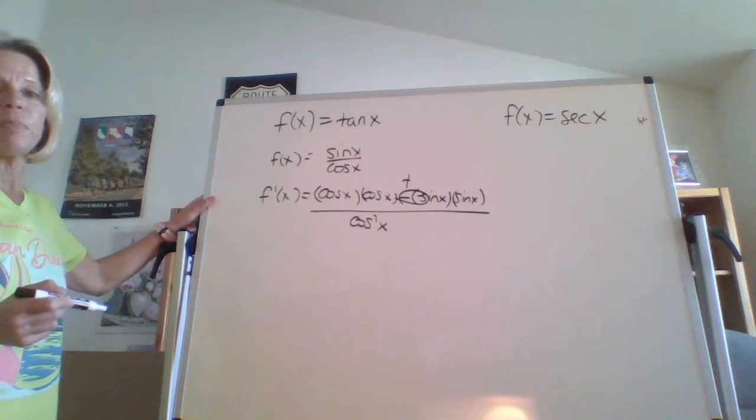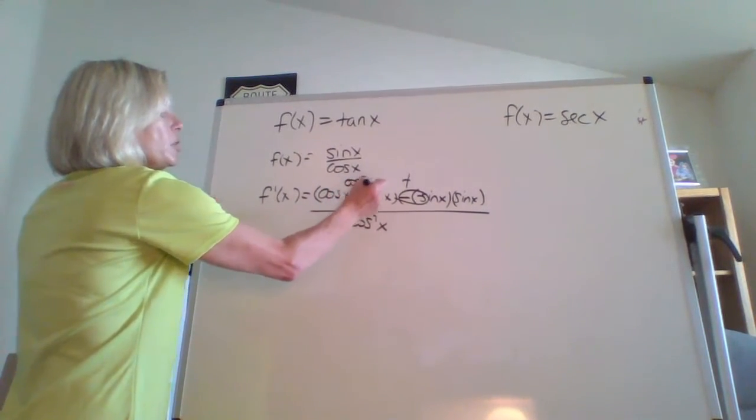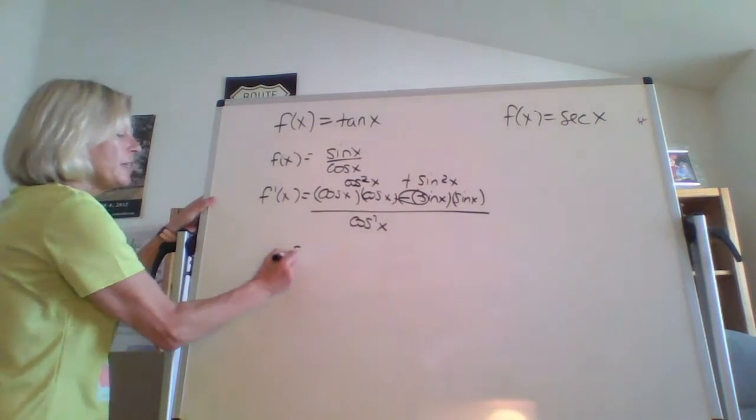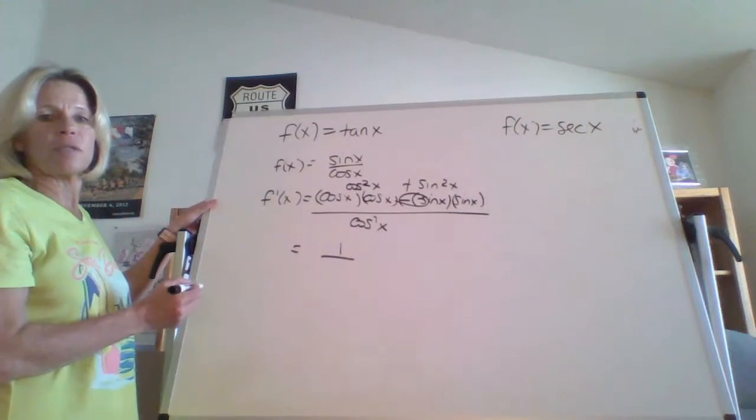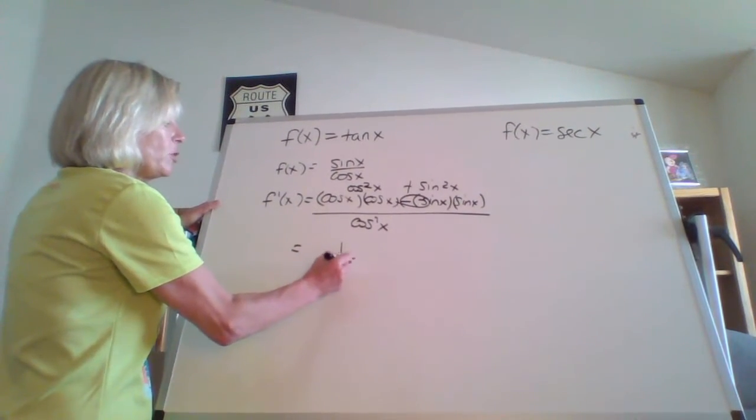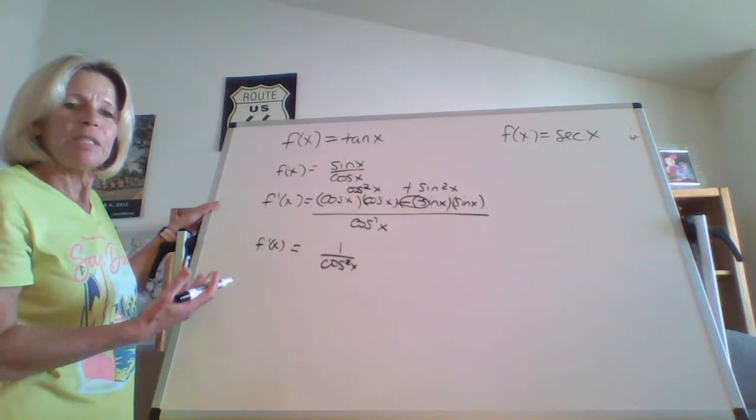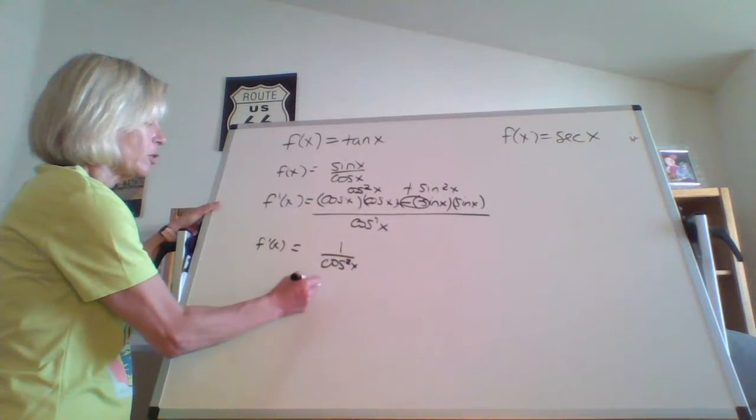Those two negatives become a plus. So this becomes cosine squared x plus sine squared x, and that's an identity. That's one of the big trig identities. Cosine squared x plus sine squared x equals 1. So I end up with 1 over cosine squared x. The accepted way we write this is secant squared x.